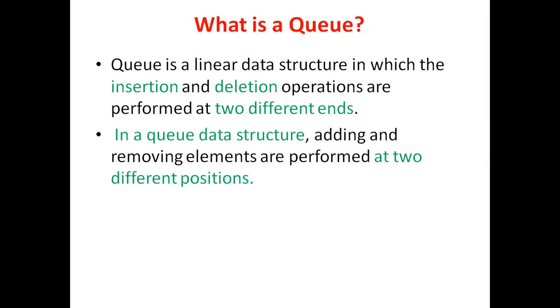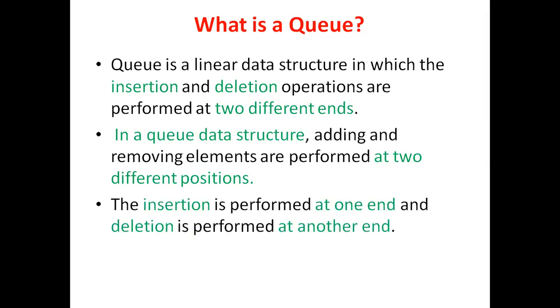In a queue data structure, adding and removing elements are performed at two different positions. The first position is called front, and the rear position is called the end position. So insertion is performed at one end and deletion is performed at the other end, like standing in a queue. Inserting is always performed at the end position, and deleting is always performed at the first position. So here two different positions we are using.